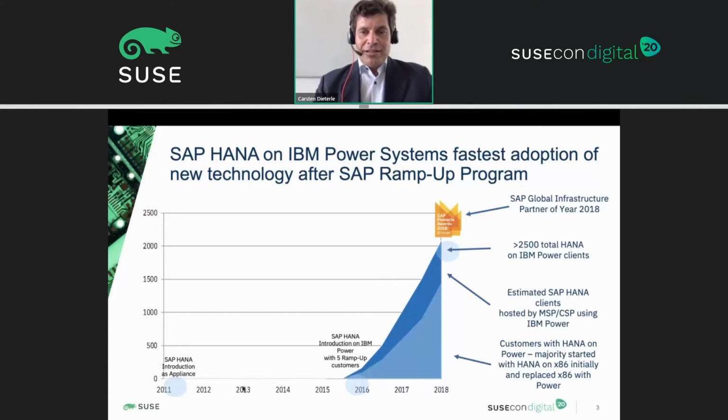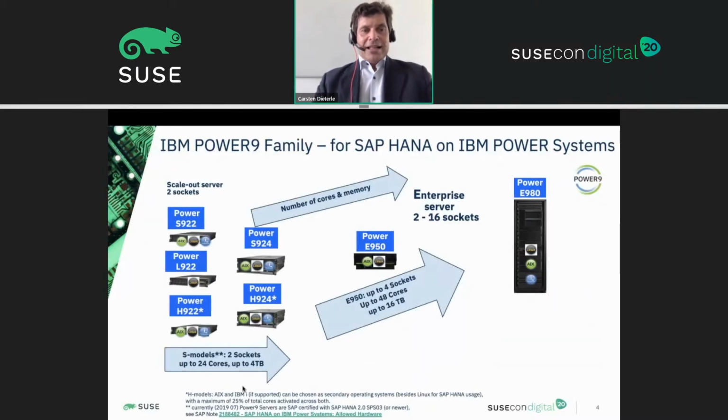In the majority, we had at the beginning a lot of customers who were going back from x86 installations to Power, because traditional SAP is also running on Power, so they harmonized their installations. On the next slide, you see a short overview of our product portfolio of the Power servers.